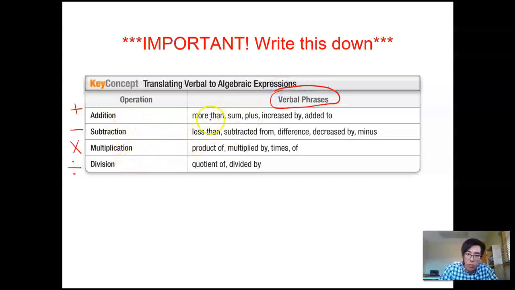Anything that says more than, less than, right? It's addition, subtraction. The product relates to multiplication. The quotient relates to division. So your problems are going to describe it in many different ways. You have to know what means what.